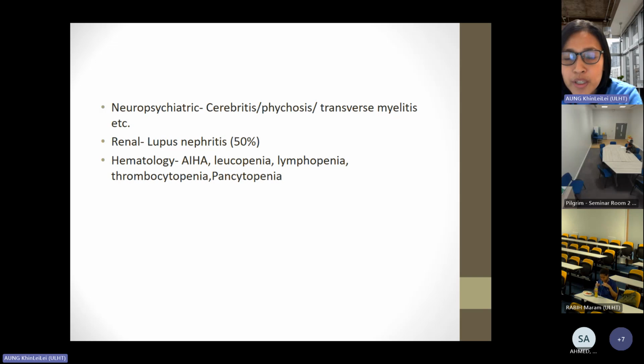Sometimes it might not be aggressive nephritis; usually it can be low-level nephritis. Hematology: autoimmune hemolytic anemia, leukopenia, lymphopenia, thrombocytopenia, pancytopenia, very common.